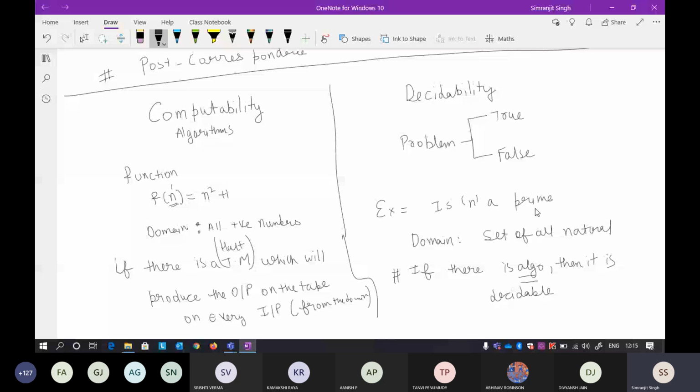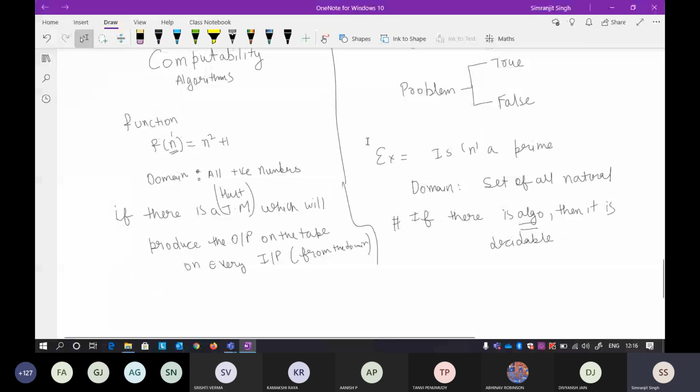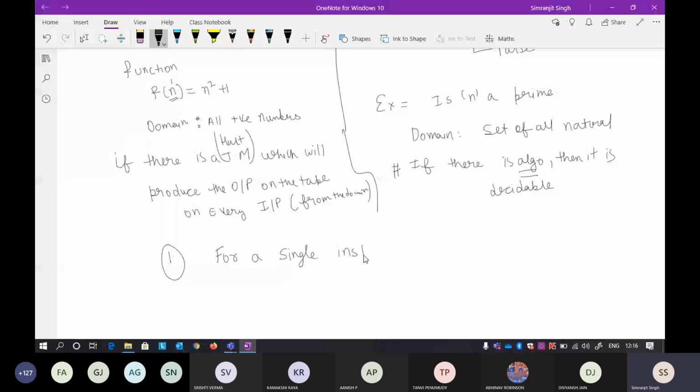Keep in mind that decidability and undecidability is a little bit complex to understand. First of all, I again want to make one statement: for a single instance, every problem is decidable. Take any undecidable problem, take a single instance of it, and for a single instance, any problem is decidable.